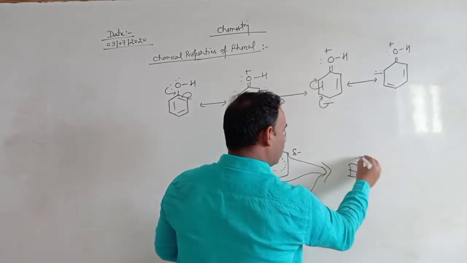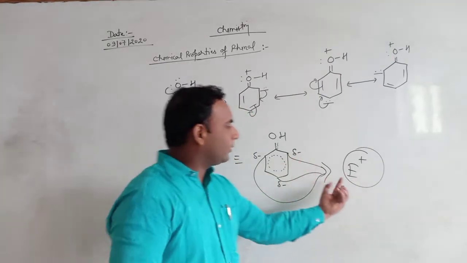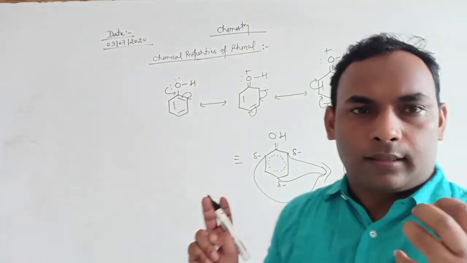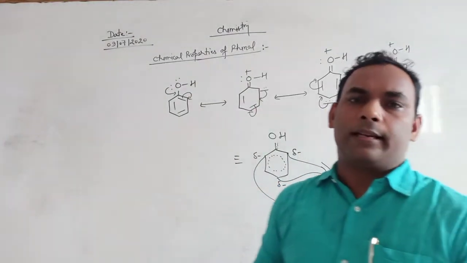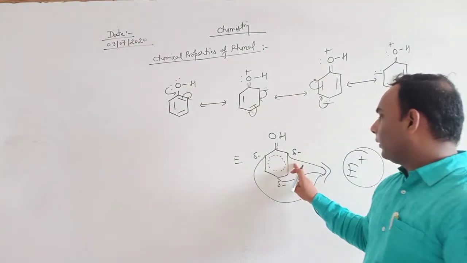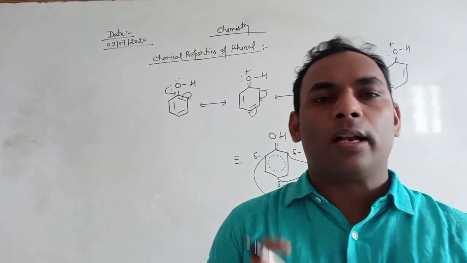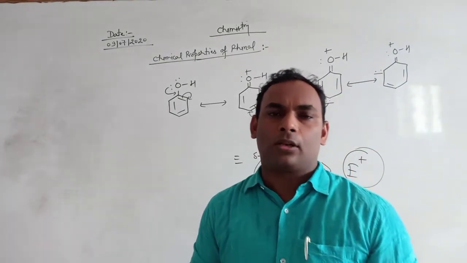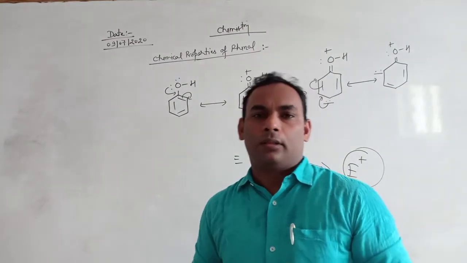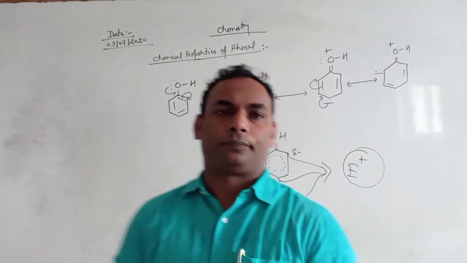So any electrophile attacks at these centers, because electrophile means electron deficient substance, it wants the electrons. So in phenol it attacks at the ortho and para centers. Okay, so the conclusion is phenol is an ortho and para director towards electrophilic substitution reactions. Now I am going to explain electrophilic substitution reactions one by one.